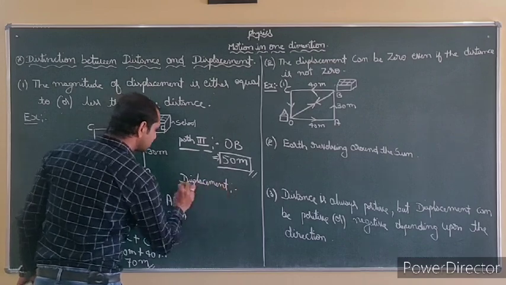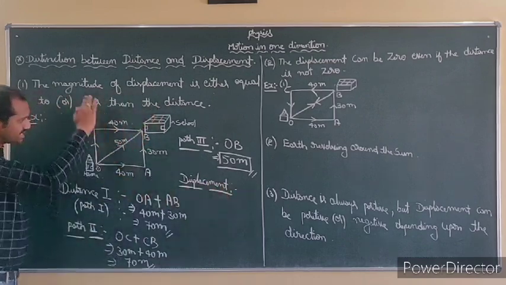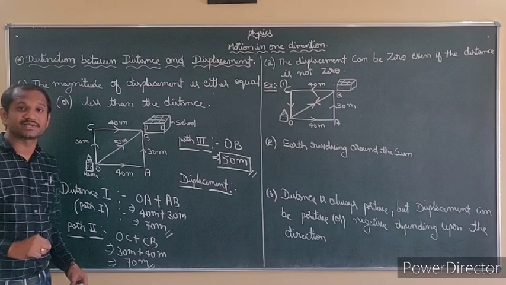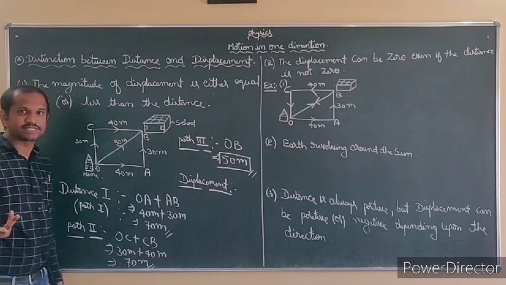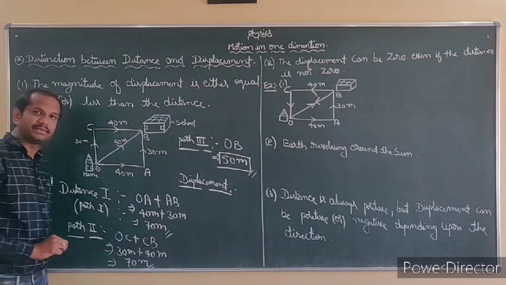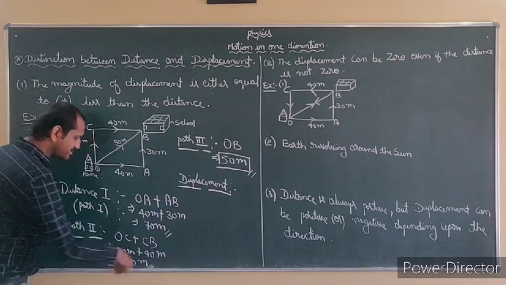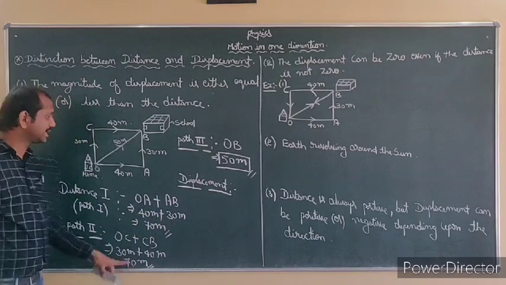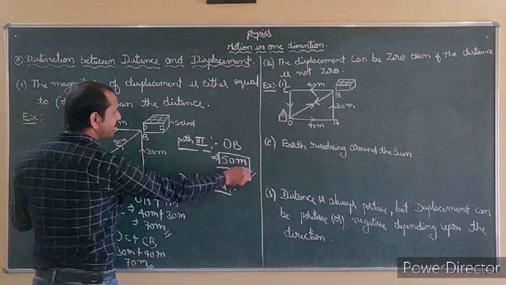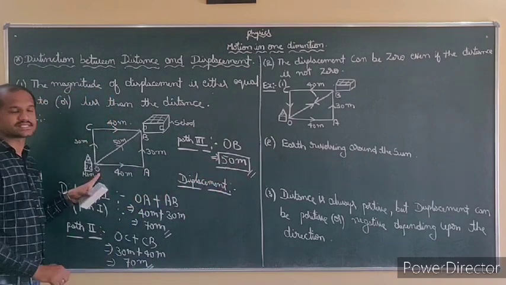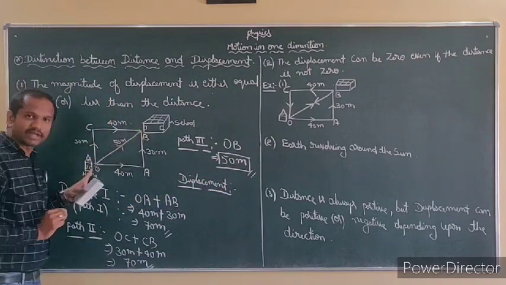What is the displacement in this? Among three paths, which is considered to be a displacement? Path 1 cannot be a displacement because it is 70 meter. Path 2 cannot be a displacement because it is also 70 meter. But path 3 is how much? 50 meter. Means the shortest distance from initial to final position.